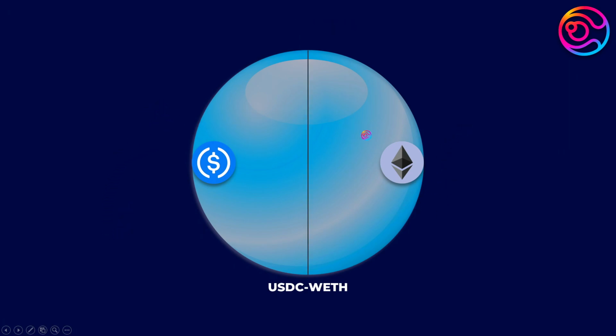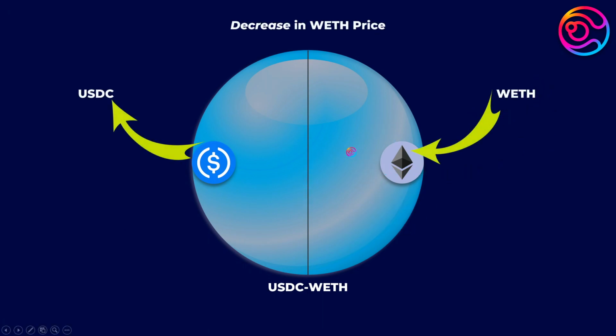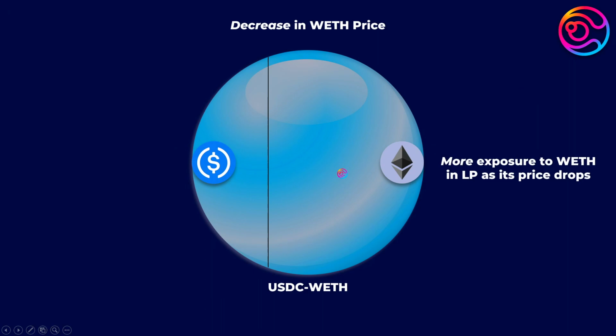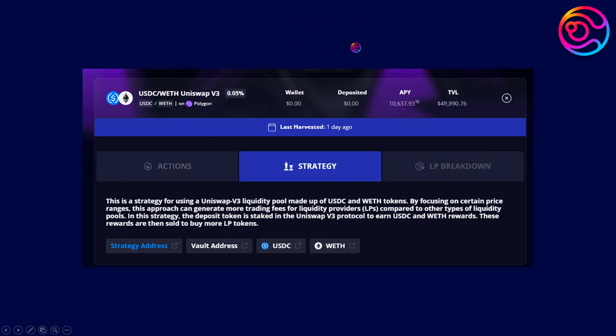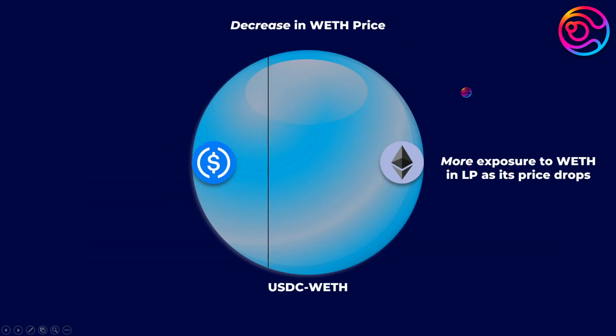Similarly, when the price of WETH is falling, that means that people are giving you WETH in exchange for USDC. The end result is that you will gain more exposure to WETH as its price is falling. So yes, you get more WETH in your LP, but you also lose out as the price of that WETH falls. This is the challenge of impermanent loss that liquidity providers face. When volume is high, you benefit tremendously from swap fee revenue. But when volatility is high, impermanent loss becomes significant.